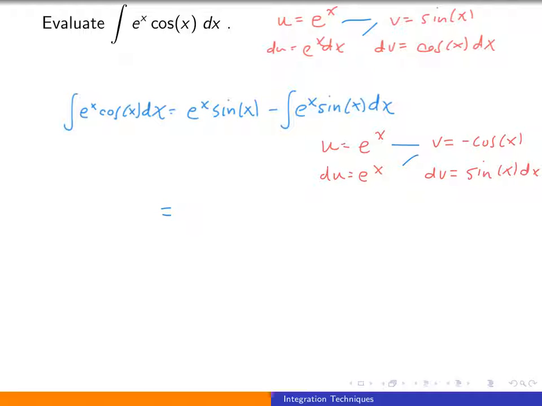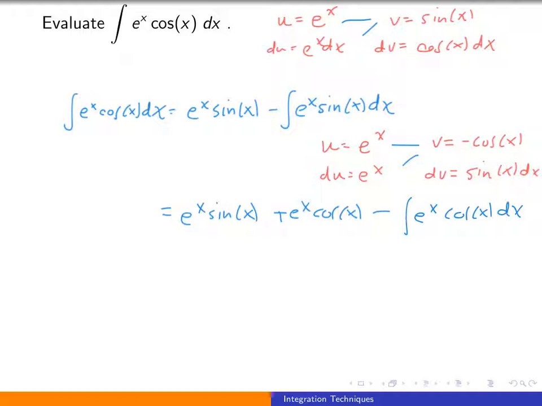So the e to the x sine x carries down, and then we are subtracting away uv, so minus e to the x cosine x, so minus a minus makes it a plus. And then we are going to also have, well, let's see here, we have to be careful with our minuses. We have the minus sign which is out front, then we have the minus sign from the v, and the minus sign that comes from integration by parts. So we have three minus signs, which gives us a net minus, and it'll be the integral of e to the x cosine x dx.